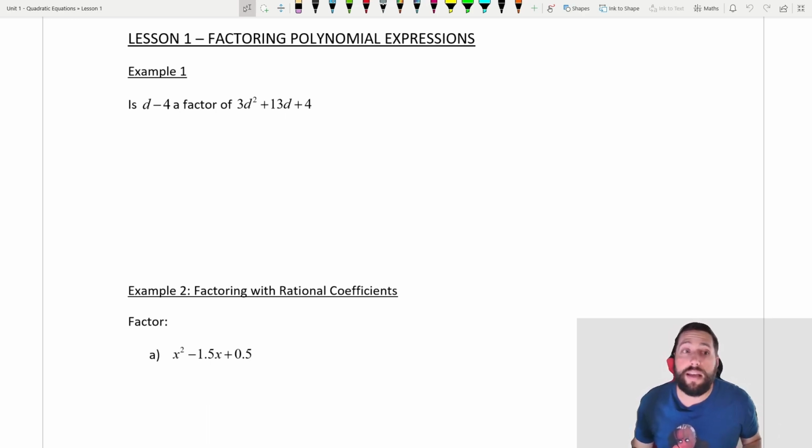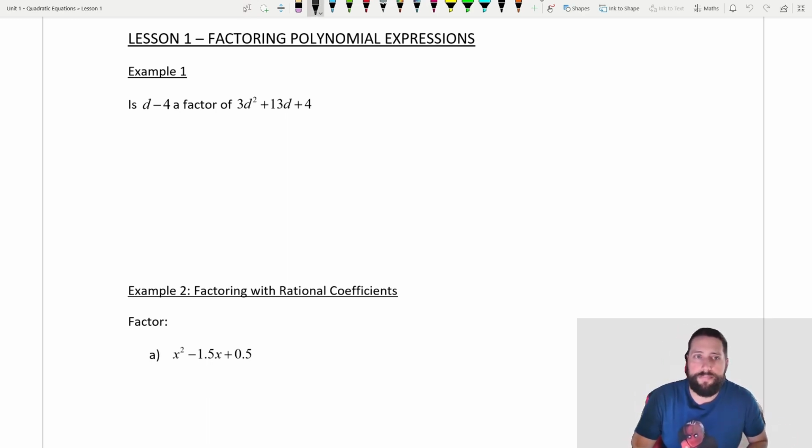Example 1 says, is d minus 4 a factor of 3d squared plus 13d plus 4? The easiest way for us to solve this is to factor the 3d squared plus 13d plus 4 to make sure that d minus 4 is a factor. If it's not a factor, then we can confidently say that d minus 4 is not. Okay, so let's get started.